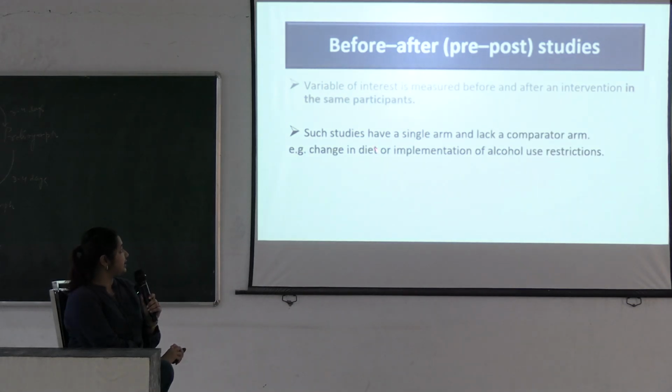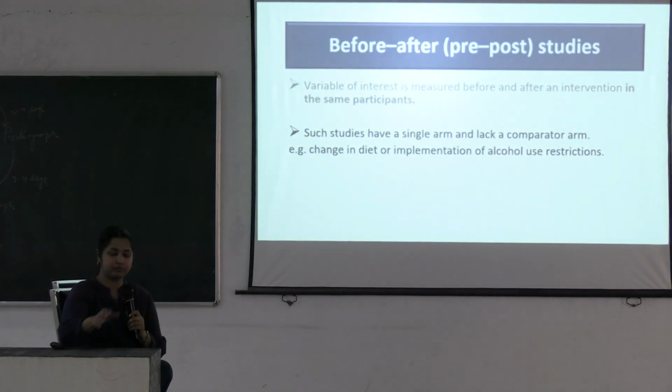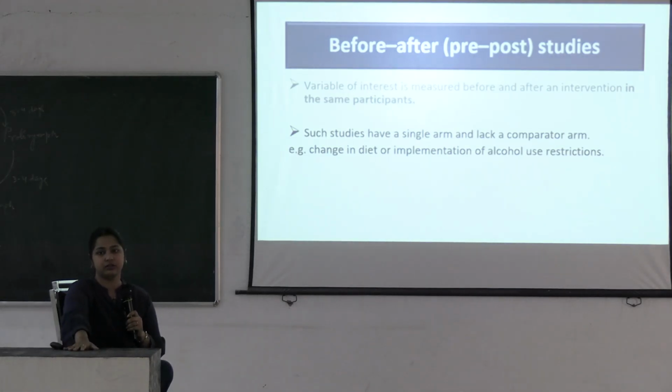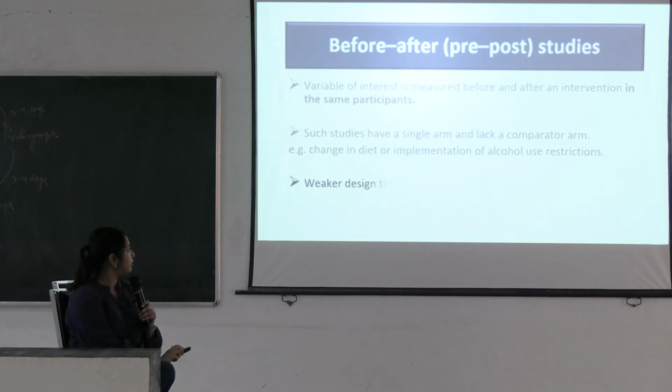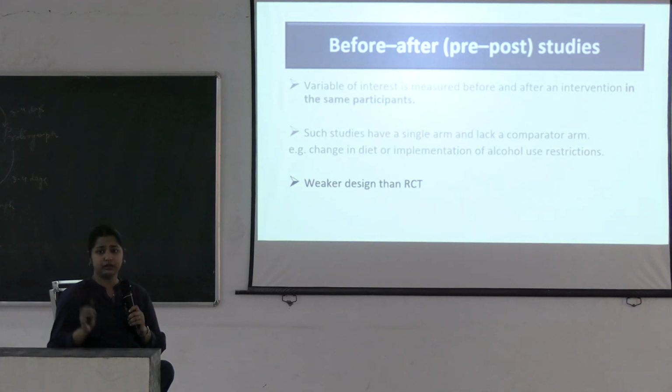For example, change in diet or implementation of alcohol use restrictions, etc. So before the change in diet, you saw what their health status was. After the change in diet, you are seeing what the change in their health status is. That is also an experiment. The investigators themselves are giving a change in diet, but you are doing it in the same patients, before and after. So it does not have a comparator arm. It is not bad, but it is a weaker design than an RCT. Okay, it is a weaker design than an RCT.